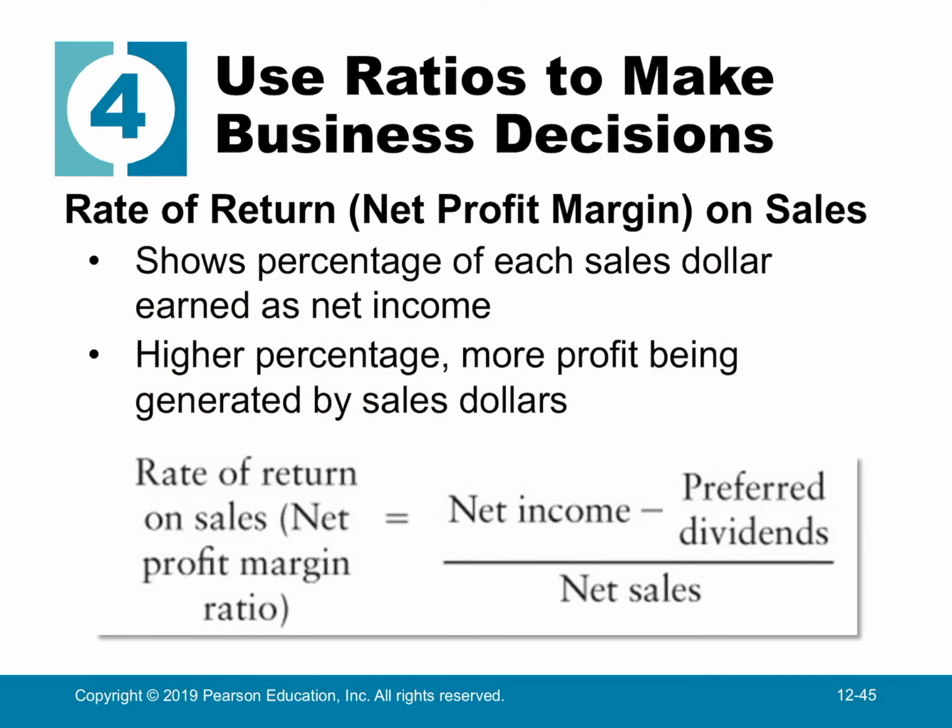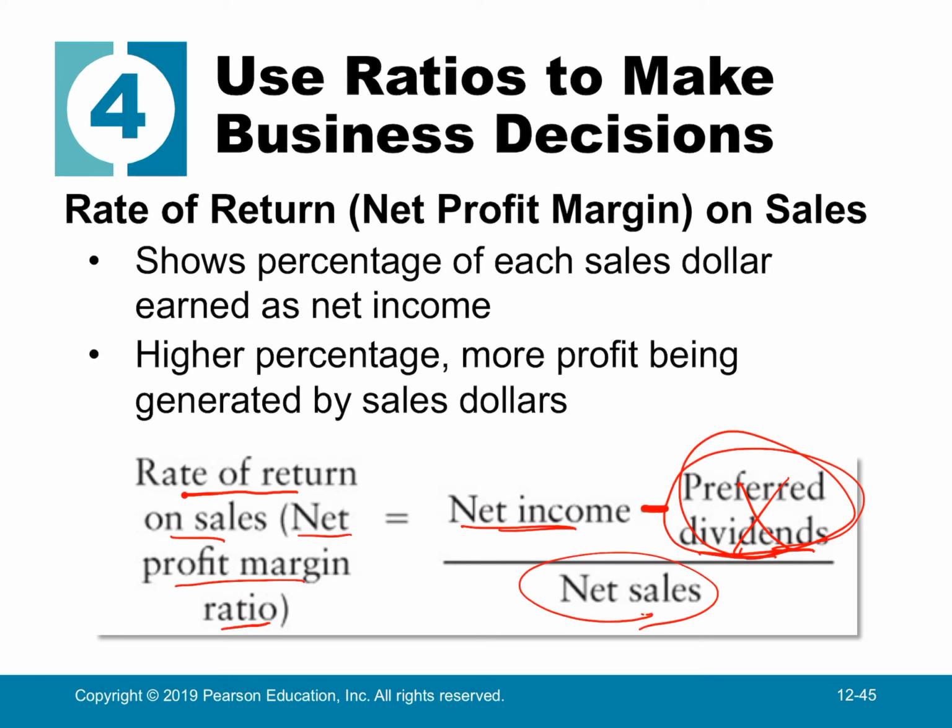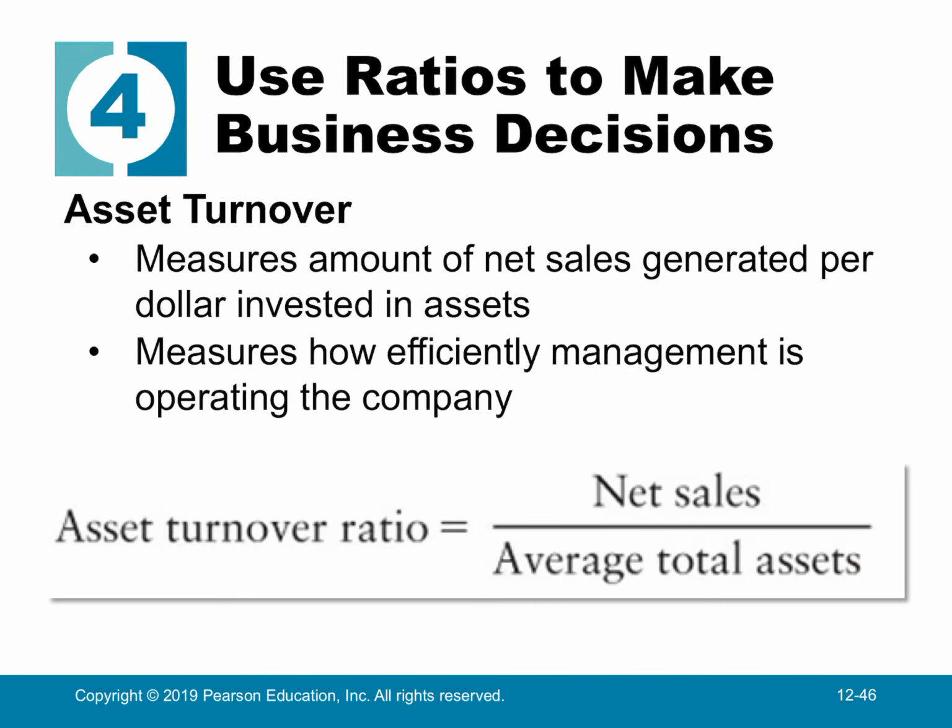So here, you remember in this previous, you saw these asterisks. What it meant is really you take net income and subtract any preferred dividends. Very often you won't have any of these, so that's why earlier they didn't show that. But just know that you're going to subtract preferred dividends if you have them. So your rate of return on sales, also known as your net profit margin ratio, is your net income, subtract any preferred dividends, divided by total sales. So the higher the percentage, the more profit you generate by each dollar of sales.